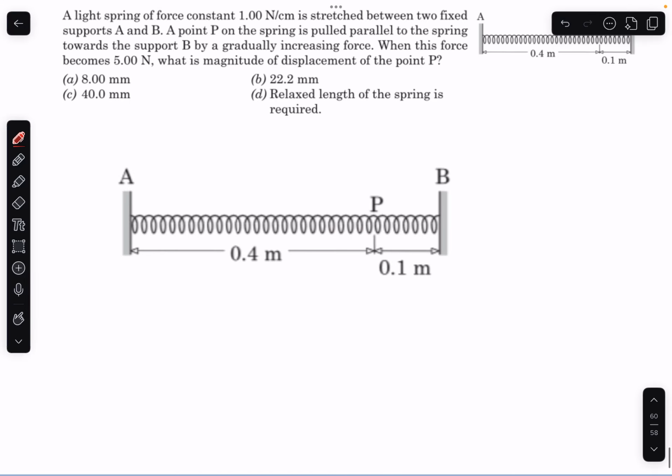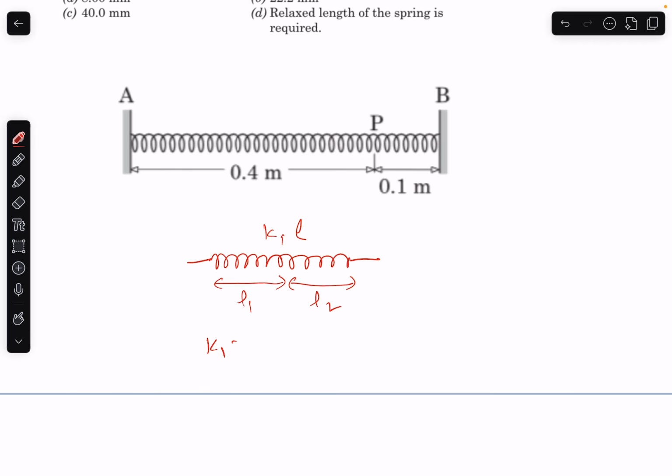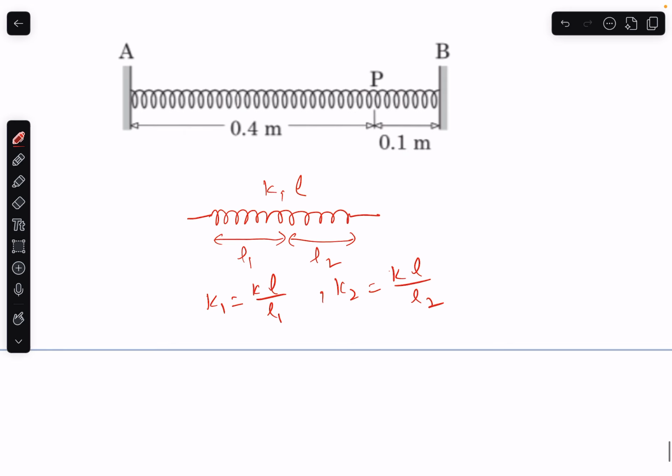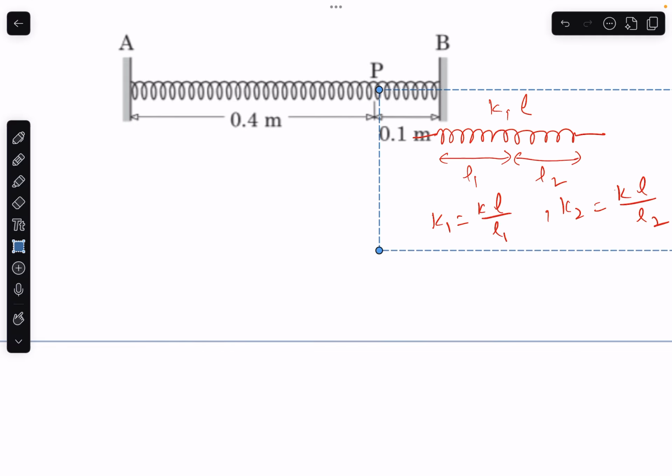Let me emphasize it a little bit. Suppose we have a spring like this of spring constant K and total length L, and if I cut it into two parts of length L1 and L2, then the spring constant for the first part is K1 = K times L by L1, and for the second part K2 becomes K times L by L2. So definitely K1 and K2 are greater than K because L1 and L2 are smaller than L. Let us keep it in mind and then solve this problem.